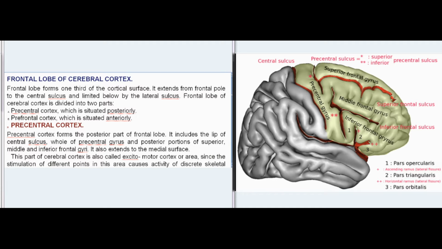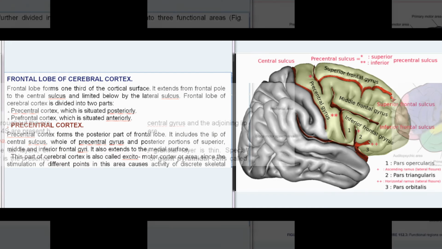It includes the lip of central sulcus, whole of precentral gyrus and posterior portions of superior, middle, and inferior frontal gyri. It also extends to the medial surface. This part of cerebral cortex is also called excitomotor cortex or area, since the stimulation of different points in this area causes activity of discrete skeletal muscle.